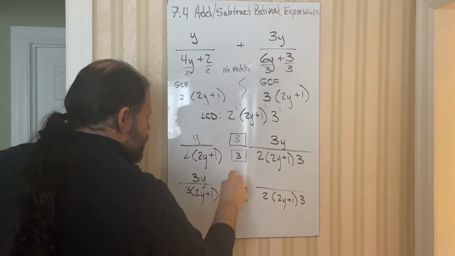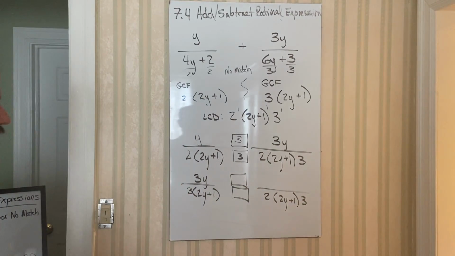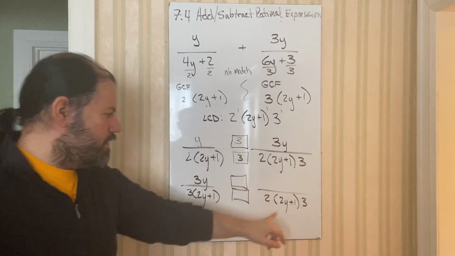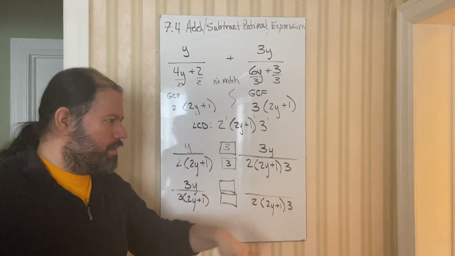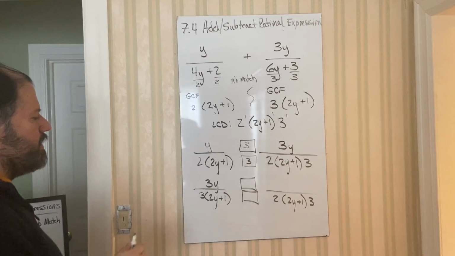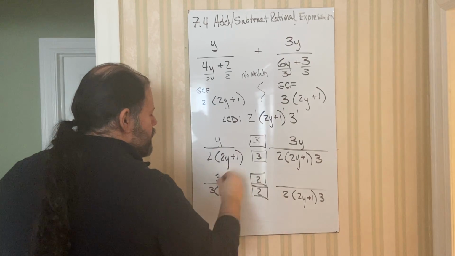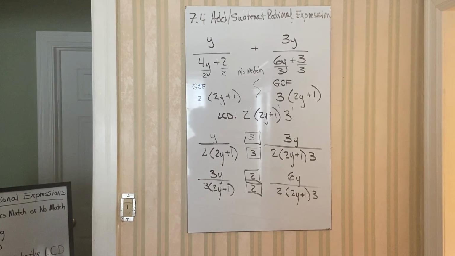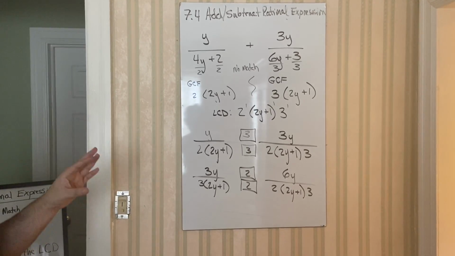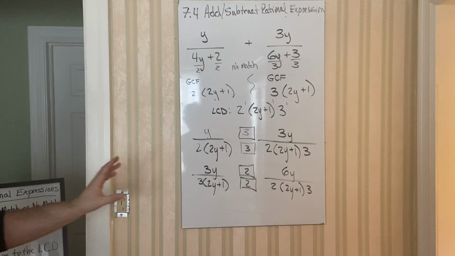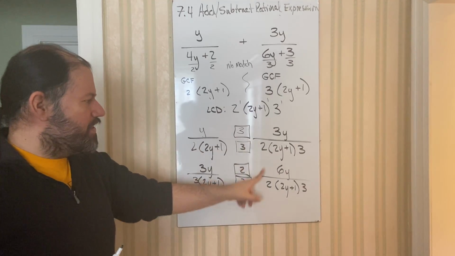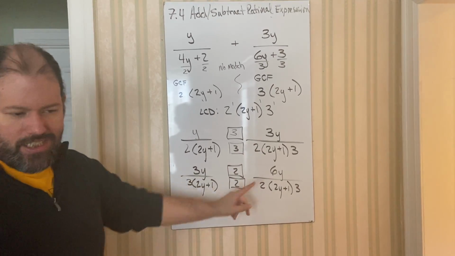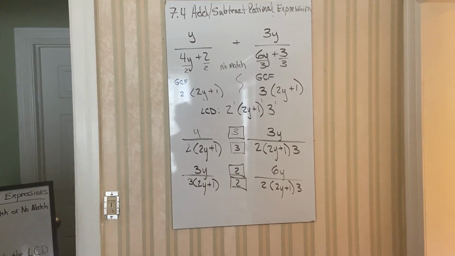Draw your box. So when you compare this to this, you can see the 3 and the 3 are still there. The 2y plus 1 and the 2y plus 1 is there. But the 2 is the extra piece. So the top is 6y. Now that you have those two pieces, we can use these fractions, the equivalents. Why would I want to use the equivalents? Because they match. Okay? I'm going to erase to make some space.